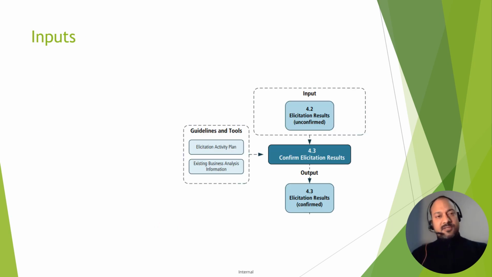Then let's talk about the inputs. So what inputs are required here? As you know, in that slide we said elicitation result unconfirmed is the output of the conduct elicitation activity. And here, what is elicitation result unconfirmed? Basically, this is the captured information that you got during conduct elicitation, in a specific format as per the elicitation activity plan.